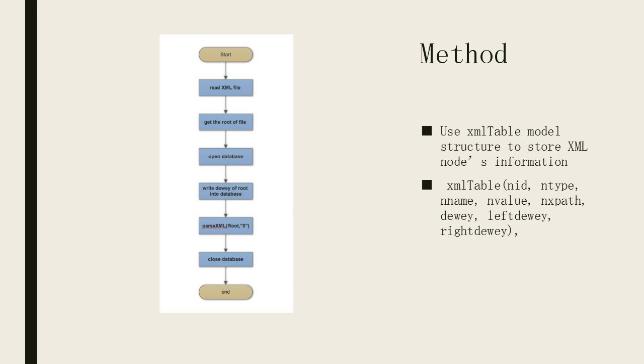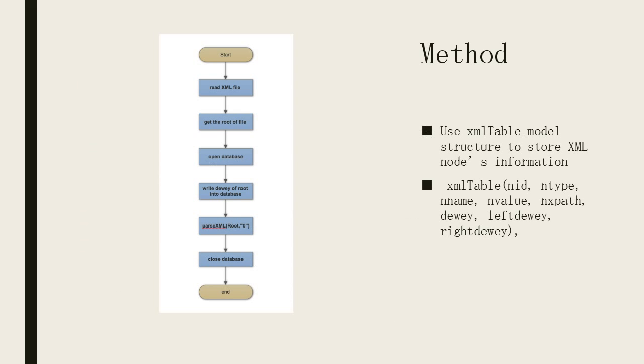So let's talk about my method. First, we treat CHAML file as a tree structure. Our goal is to map CHAML to a relational database quickly, so we need a simple structure. We only care about elements, attributes, and nodes. And we use a table I called CHAML table model structure to store CHAML nodes information.